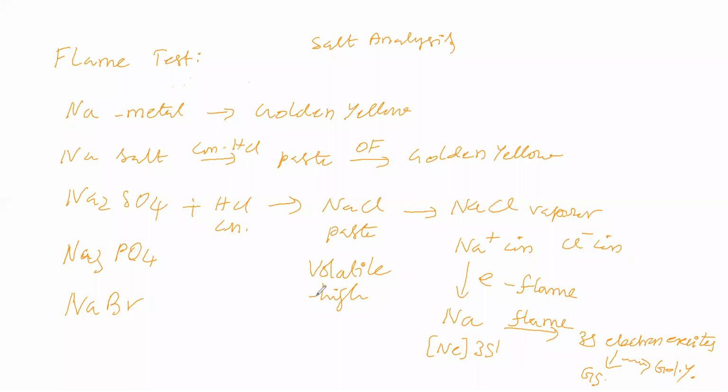For the flame test, we have to convert the given salt into chloride salt by mixing with conc. HCl, because chloride salt is highly volatile. So the given salt we mix with conc. HCl and make a paste. The paste contains chloride salt, which has higher volatility. Therefore, only for the flame test we have to convert the given salt into chloride salt.